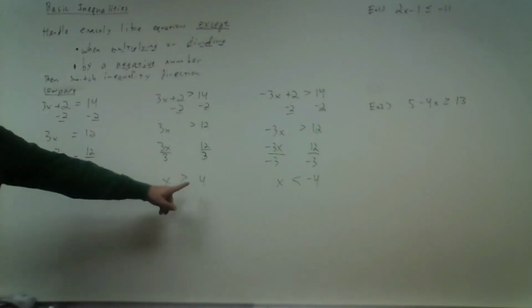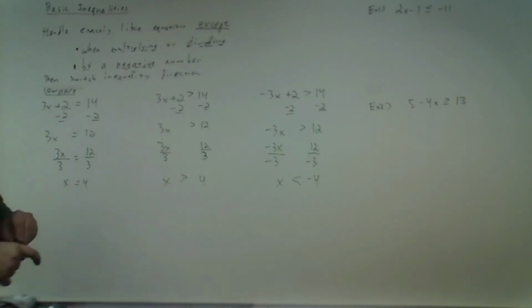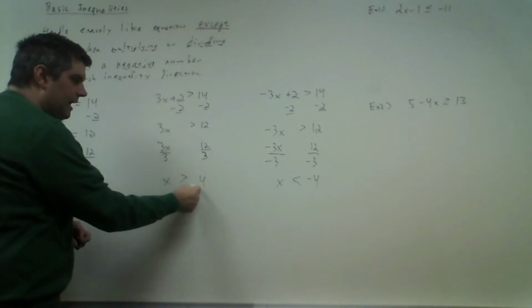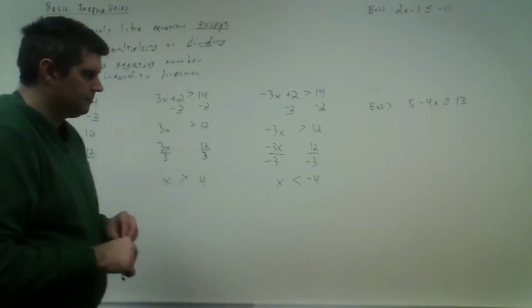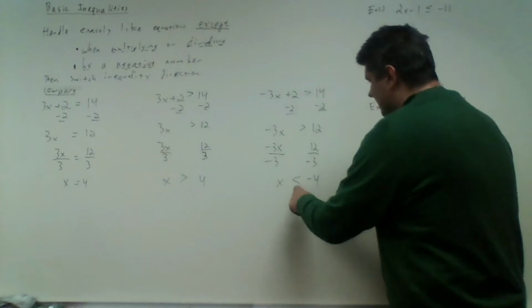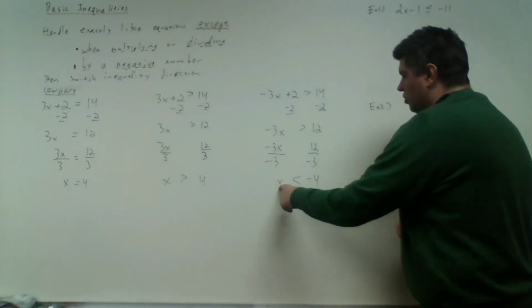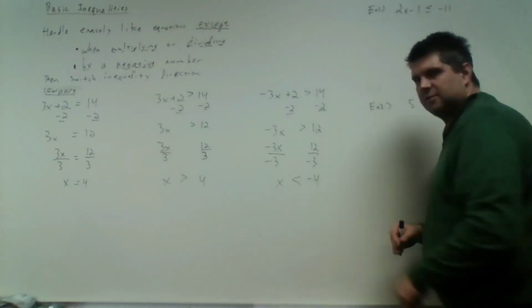This inequality means two things at the same time. It means that x is greater than 4. It also means that 4 is less than x. This means x is less than negative 4. It also means negative 4 is greater than x.